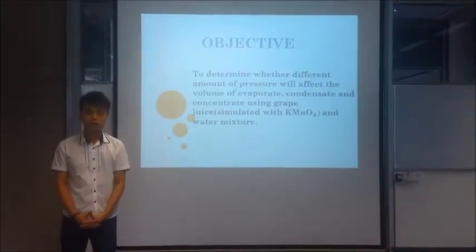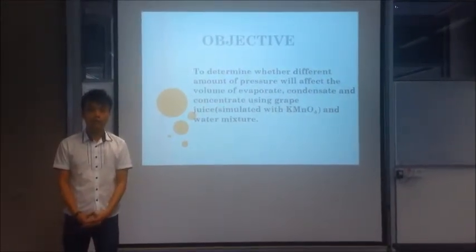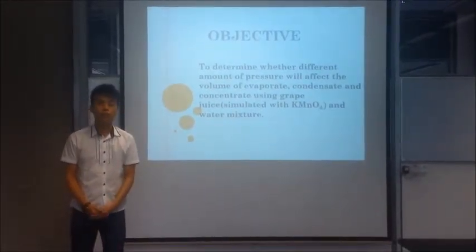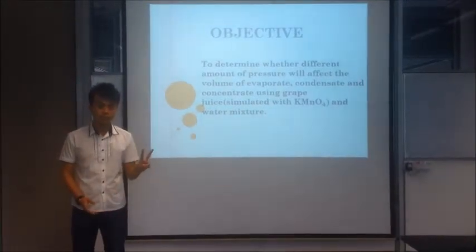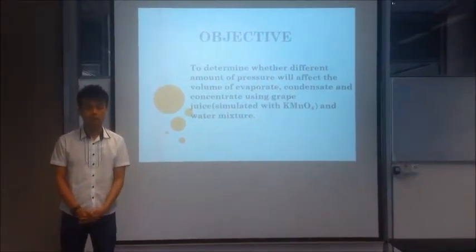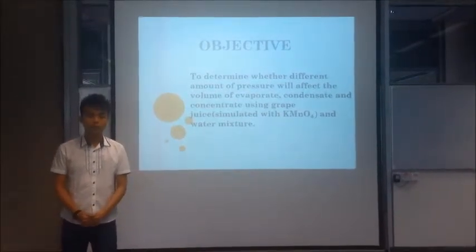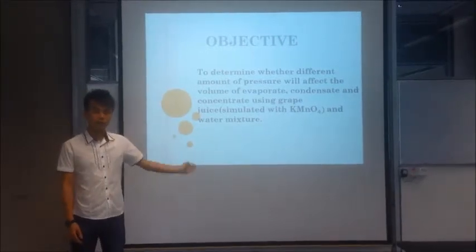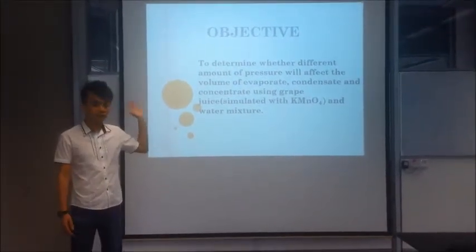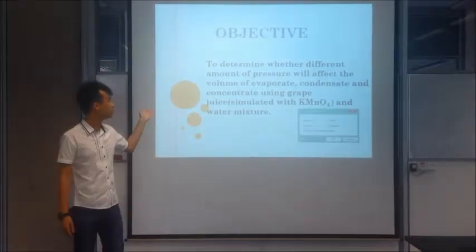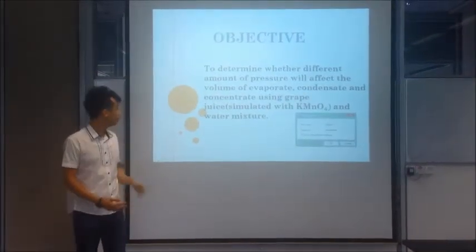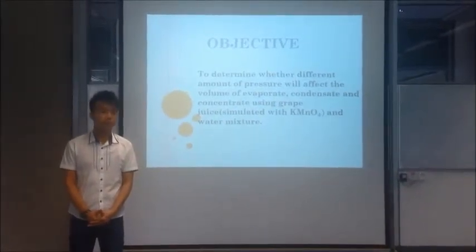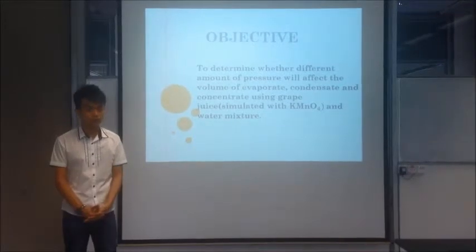I'll be doing the objective and theory part. For this particular experiment, we are only doing part A. There are two parts in this experiment, but we're only doing part A. For part A, the objective of the experiment is to determine whether the different amount of pressure affects the volume of evaporate, condensate, and concentrate using grape juice, simulated with KMnO4, which is potassium manganate and water mixture.